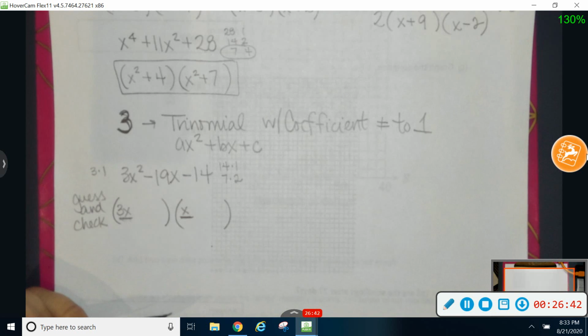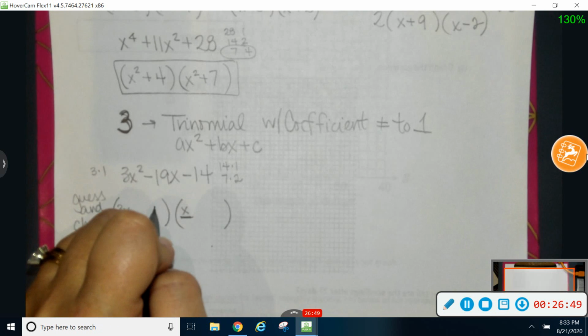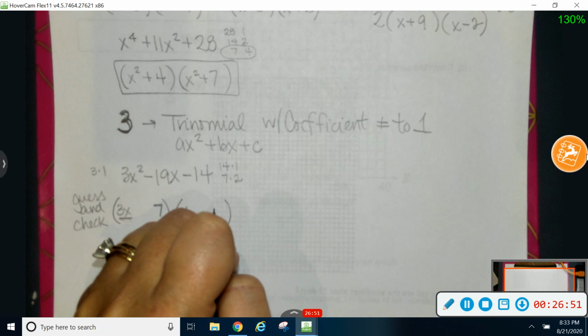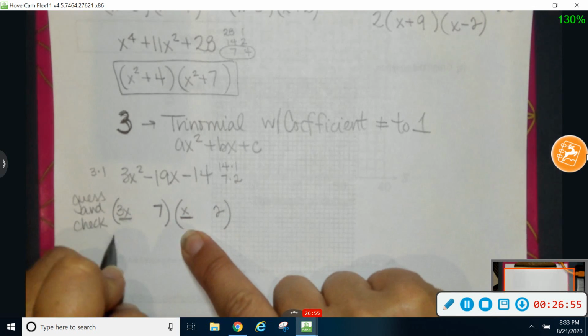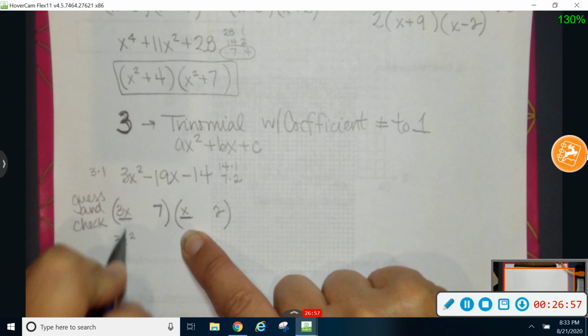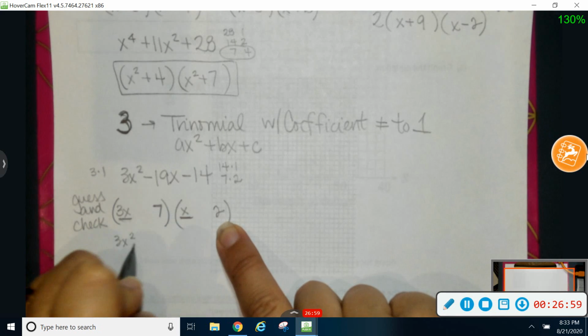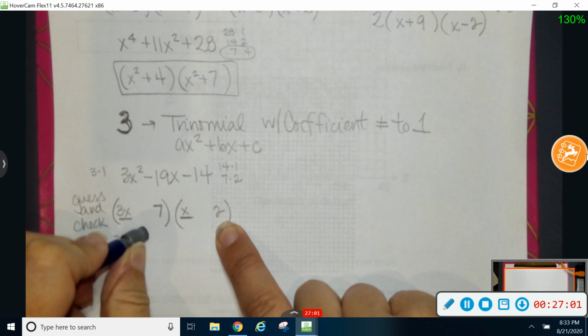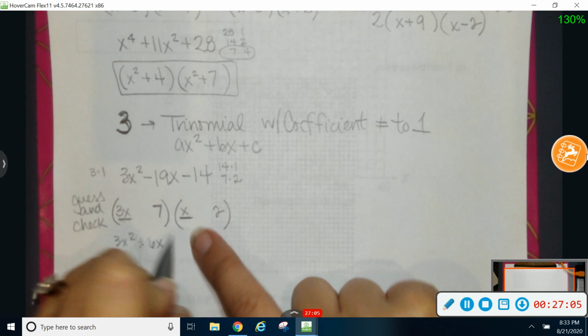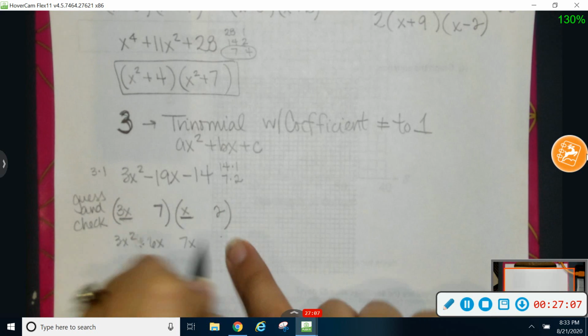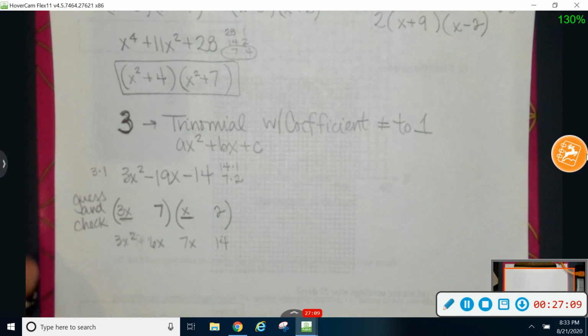14 and 1 seem a little large, so maybe try 7 and 2. If I put the 7 here and the 2 here, let's FOIL back and see what we get. I'm going to get a 3x squared. Outside's going to give me a 6x. I don't really know my signs here. Inside's going to give me a 7x, and the last gives me a 14.